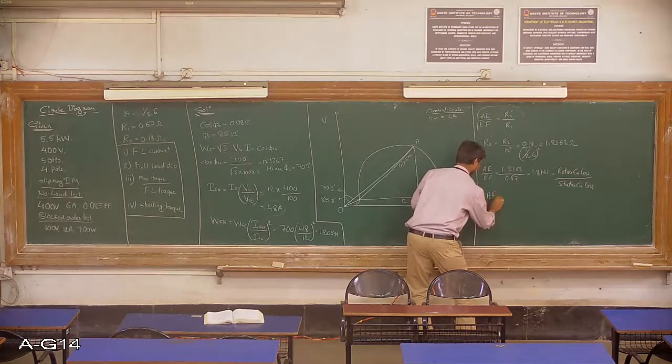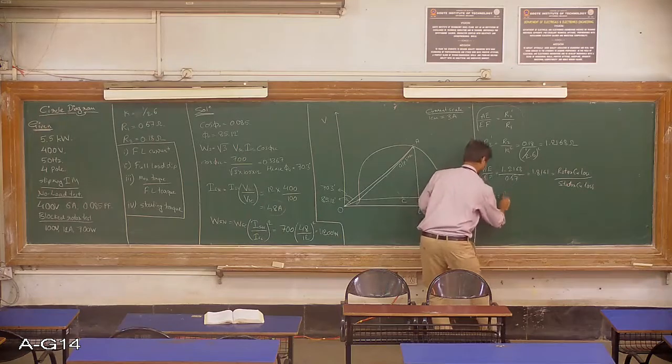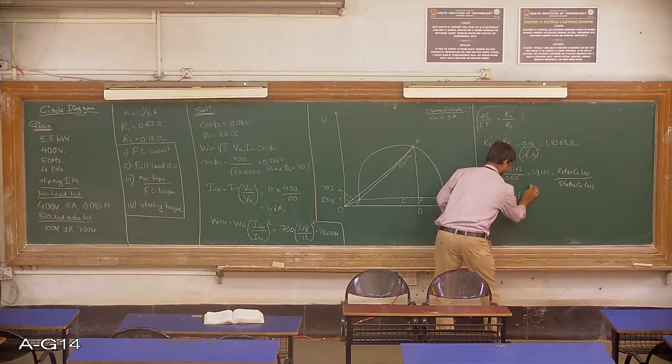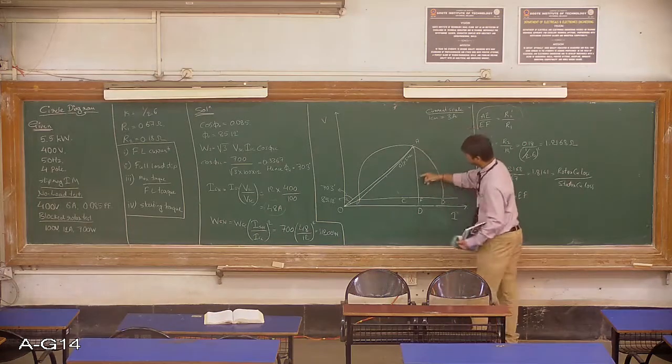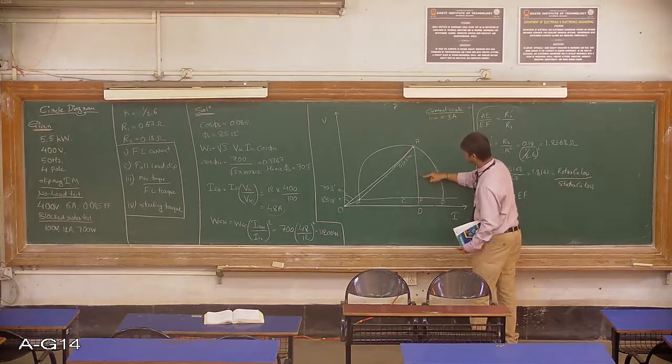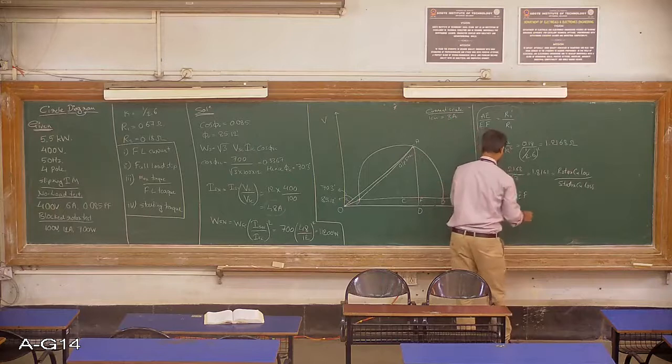So here I can write that AF is equal to AE plus EF. I know that. Okay, AE plus EF, because anyhow I'm going to mark the point E on this line only. So AE plus EF is equal to AF.